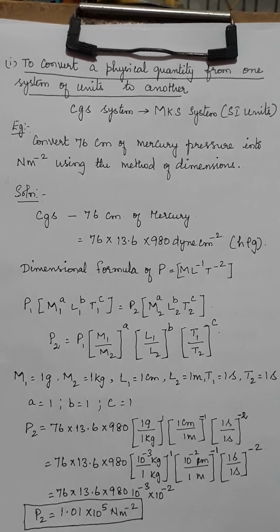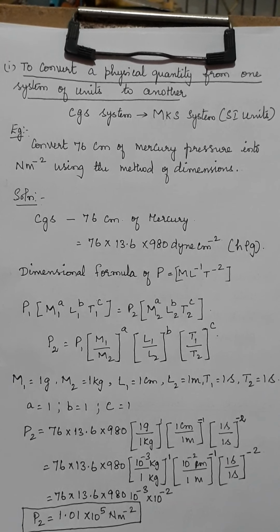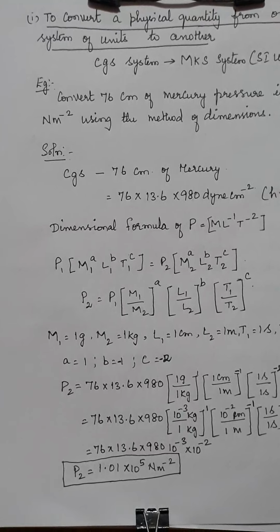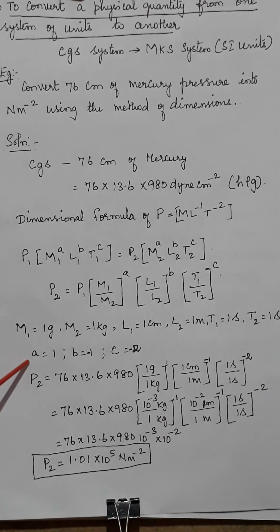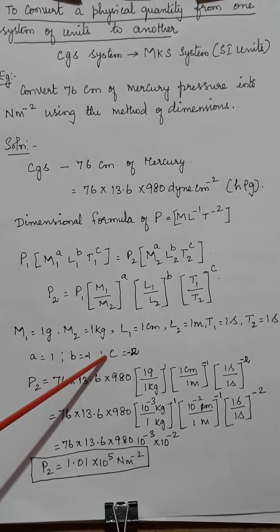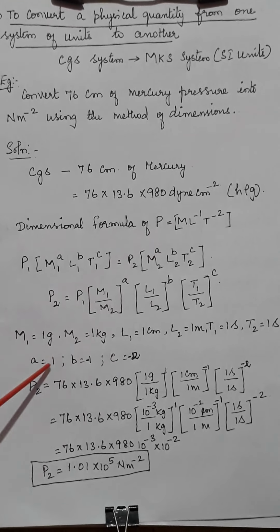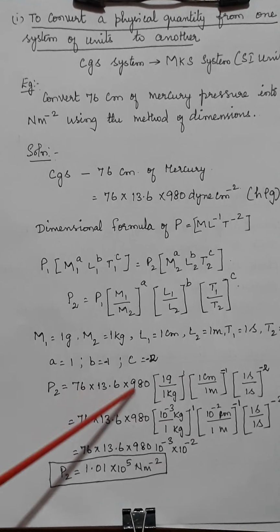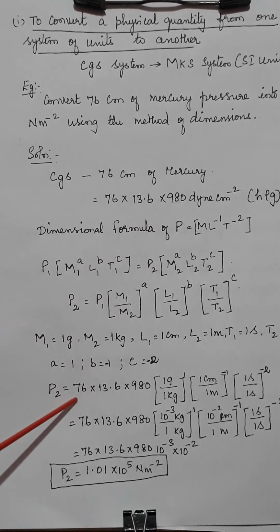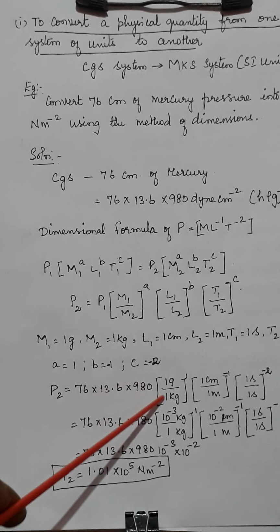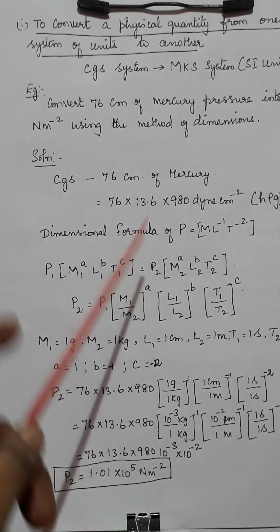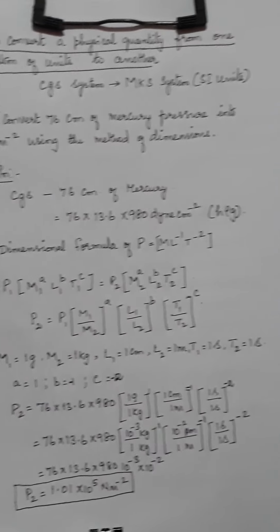So on substituting here, A is equal to 1, B is equal to minus 1, C is equal to minus 2. That is what I compare here and write. So I just need to substitute all the values now. In the place of P1, I write this value. Then 1 gram divided by 1 kg, 1 centimeter by 1 meter, 1 second by 1 second. The powers are also substituted now.